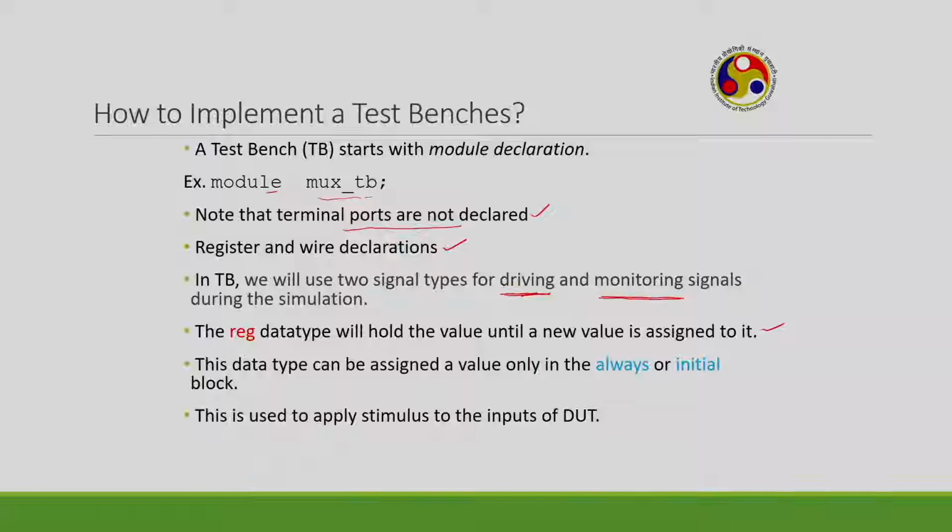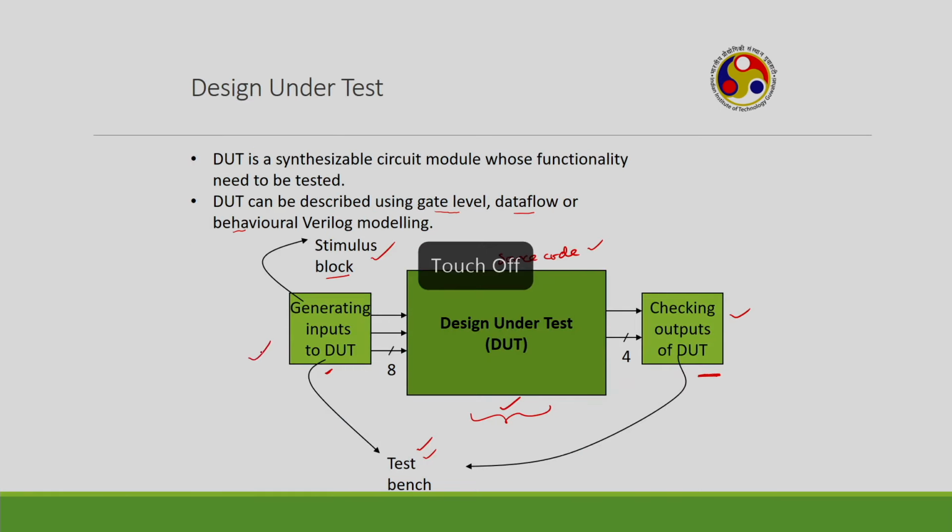This data type can be assigned a value only in the always and initial block. And this data type is used to apply the stimulus. So, this register data type will be used to apply the stimulus.